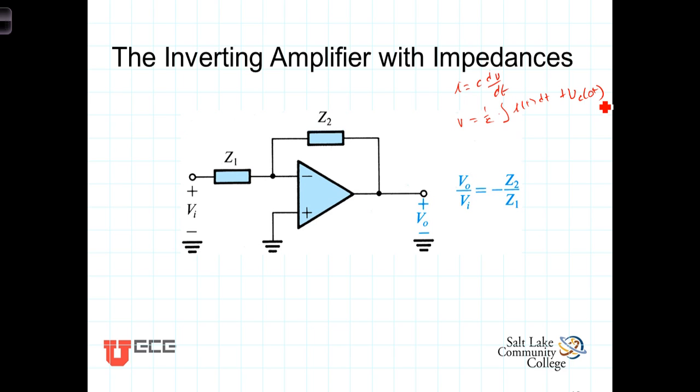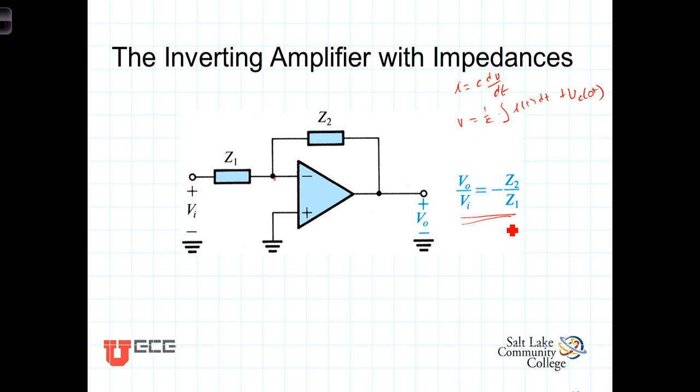Using the same technique of summing the currents at the inverting terminal, we can derive the gain in terms of the generalized impedances Z1 and Z2. Thus, the gain term V_out over V_in is equal to negative Z2 over Z1.